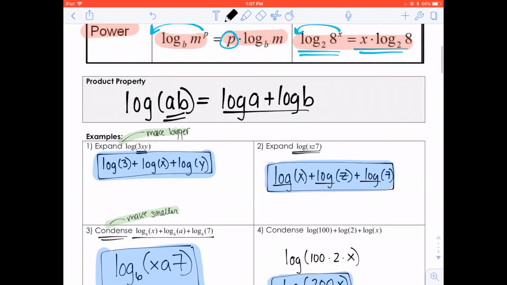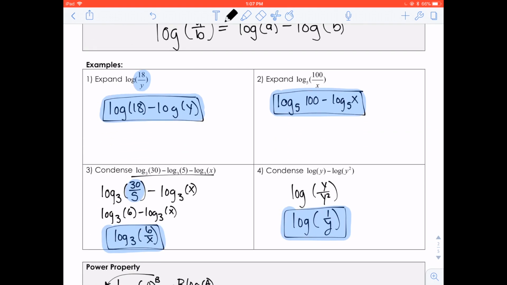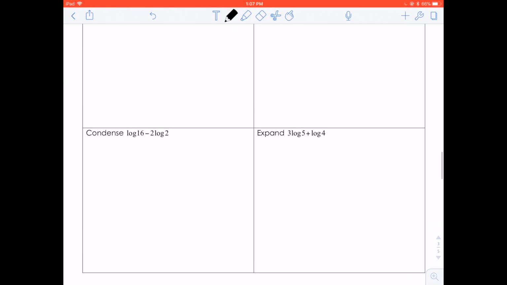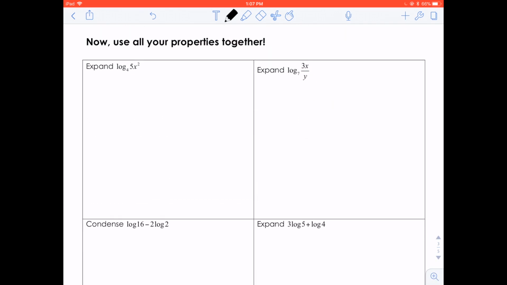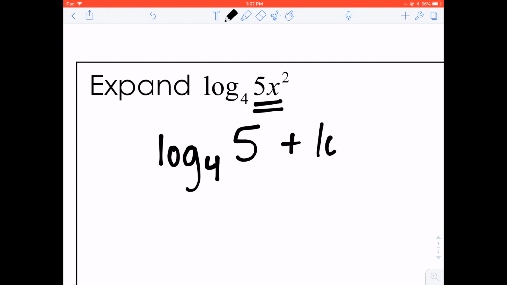Okay, so we just went through the product property, the quotient property, and the power property. Now we're going to try and use all of our properties together. Okay, I'll do the first one. When you're trying to expand, remember you're making it bigger, don't be overwhelmed by everything that's going on. Take it piece by piece. I first recognize that I have multiplication here, so I'm going to separate that to addition. So we have log base 4 of 5 plus log base 4 of x squared.